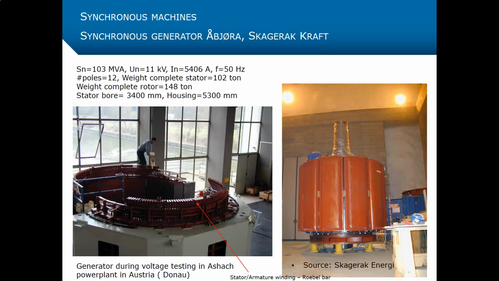Here is a synchronous generator named Obera. We have already seen it on the transformer side. It's owned by Skagerrak Kraft, and this generator has a rated value of 103 MVA with the voltage rated 11 kV, and the stator current is 5406 amps at 50 Hz.